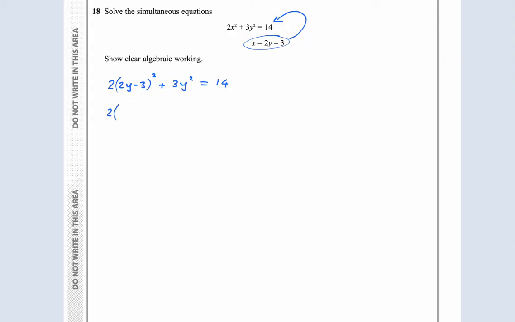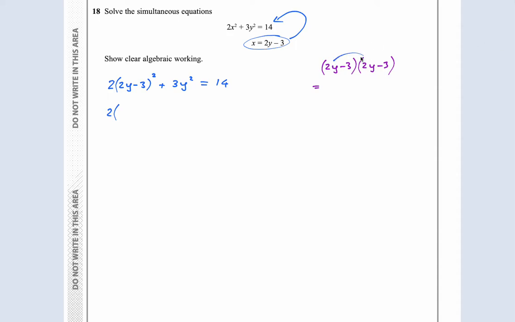I'll do it at the side, because, guys, trust me when I say loads of people will make this mistake. 2y minus 3 times 2y minus 3. It's not 4y squared plus 9 or anything like that. You have to do it the long way.